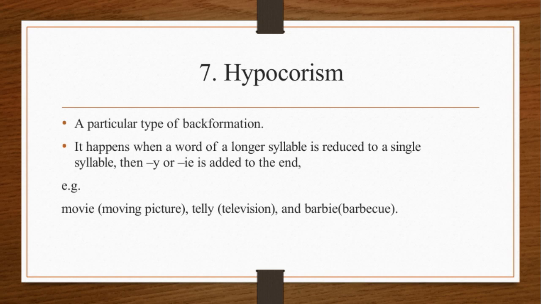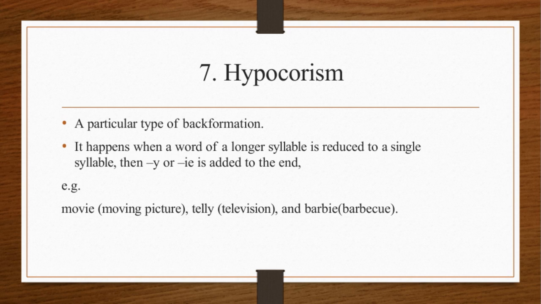This occurs when a longer word is reduced to a shorter single-syllable form and then a suffix like y or ie is added at the end. For example, take the word movie, which originally comes from moving picture. Over time, it got shortened to movie, and then the suffix ie was added, making it more informal and easier to say. Similarly, we have telly, derived from television, and barbie, from barbecue.